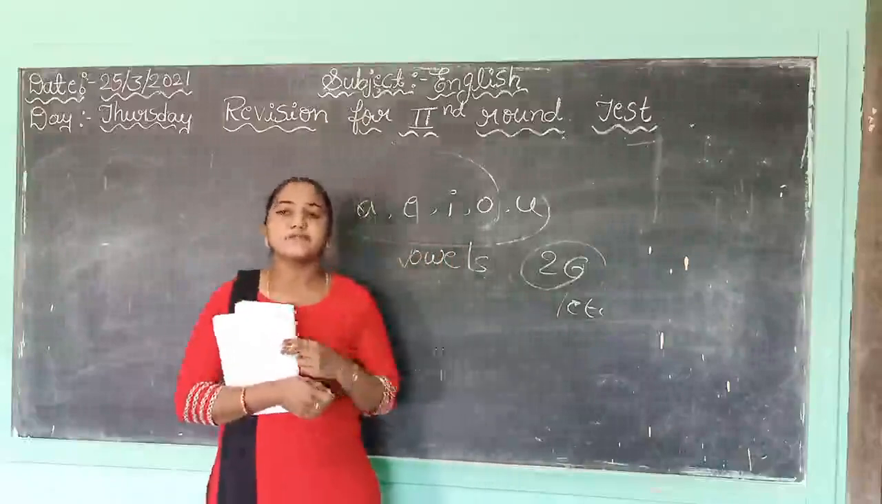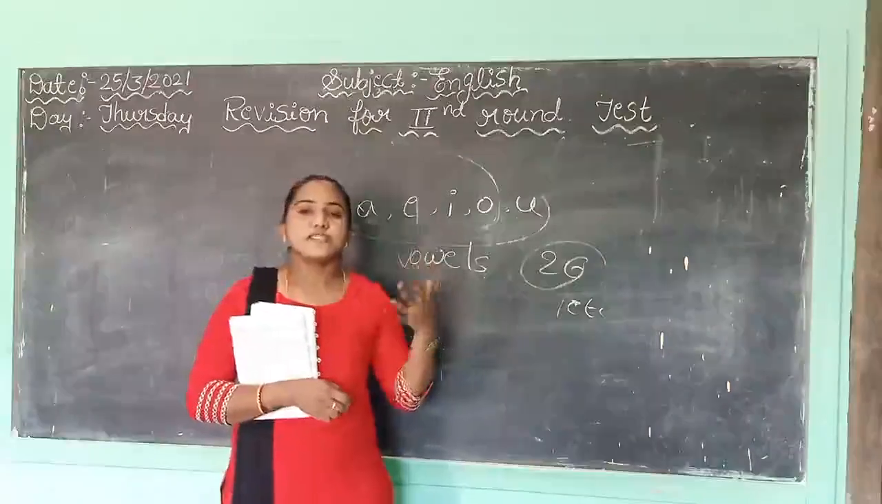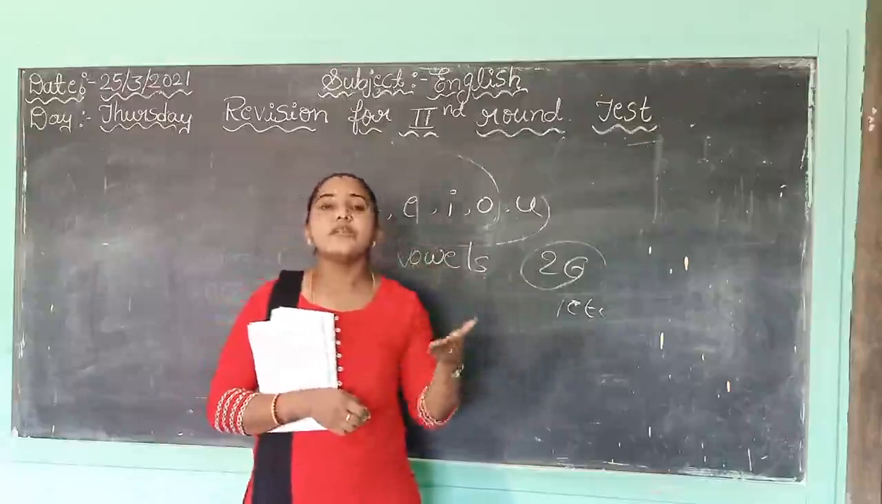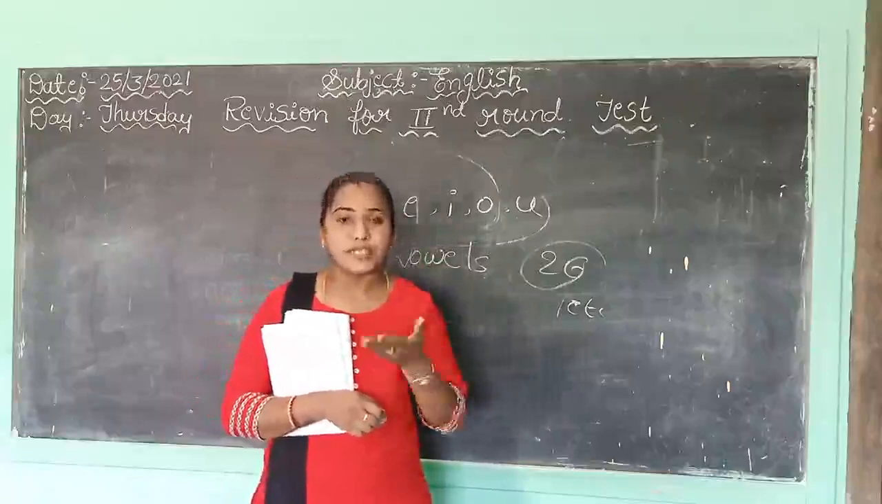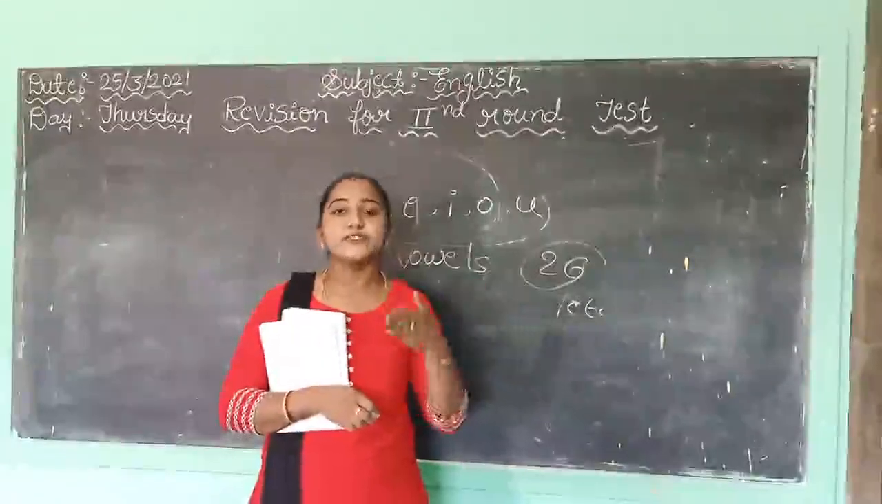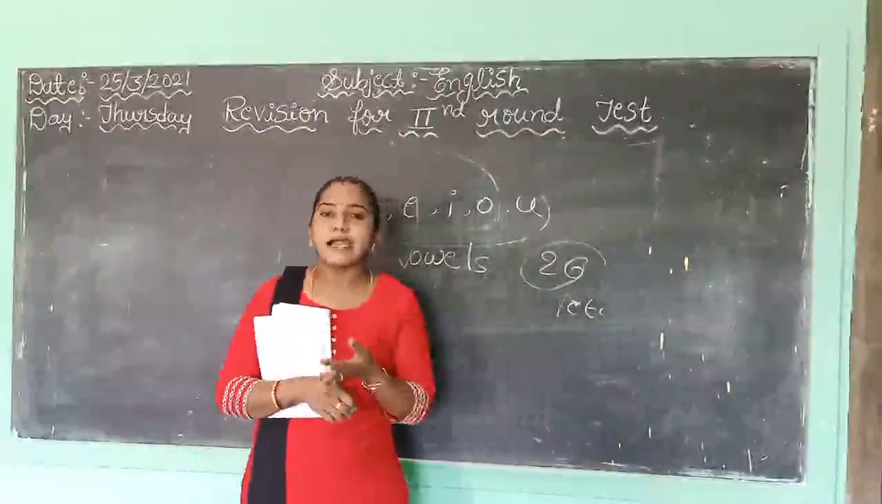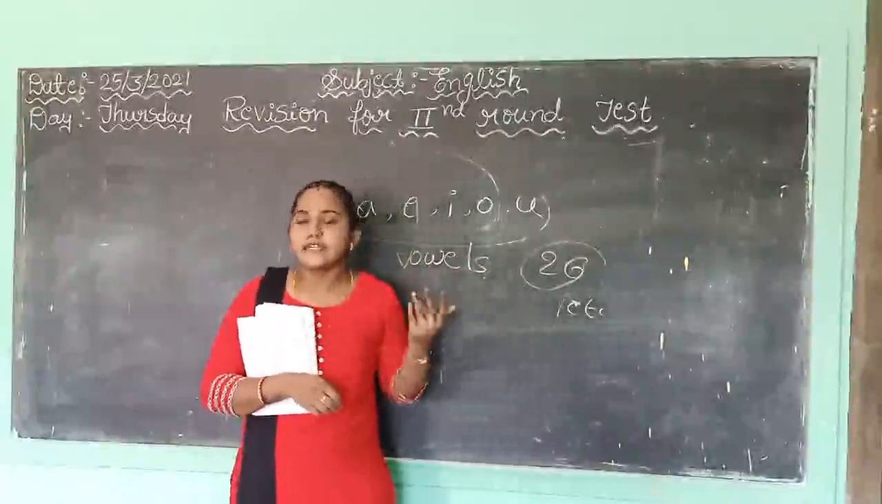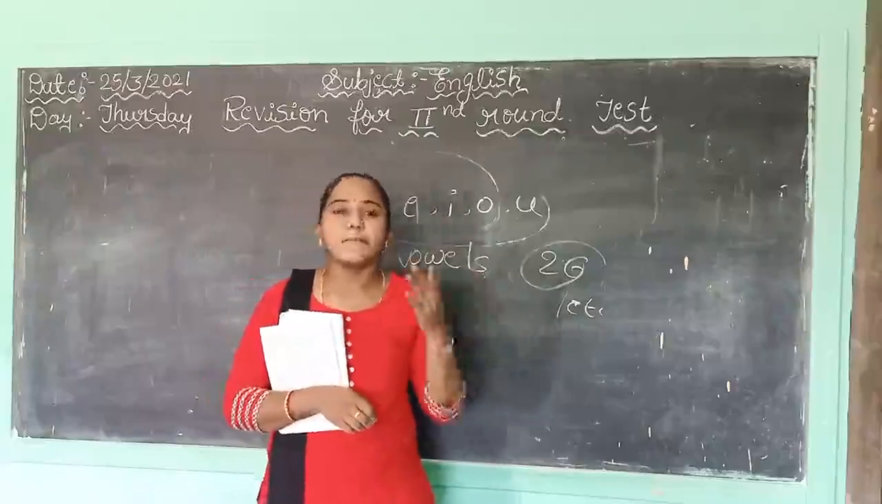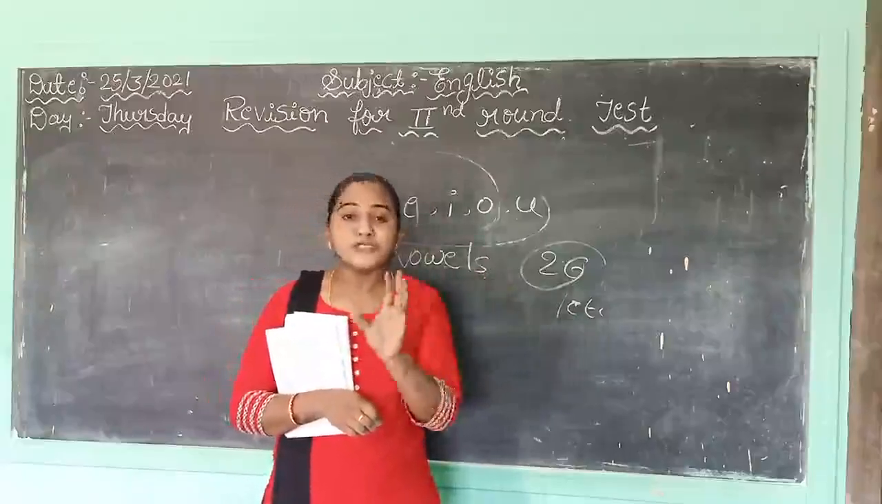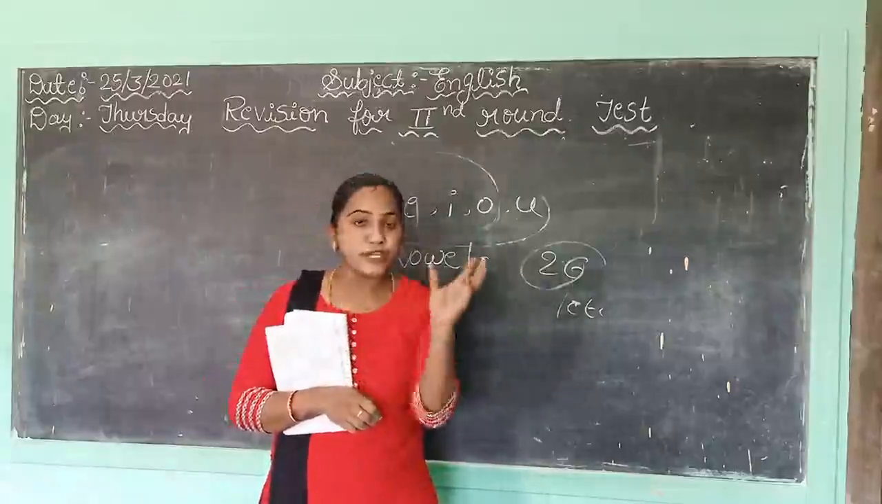Okay. Next, now let us go to the consonant letter. When a word begins with a consonant letter, we use "a" before it. So we pronounce it "a". For example, bat, ball, kite, like this. So we pronounce it "a bat". When a word begins with a consonant, we use "a" before it.